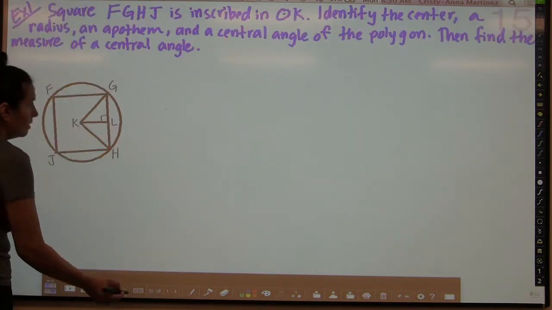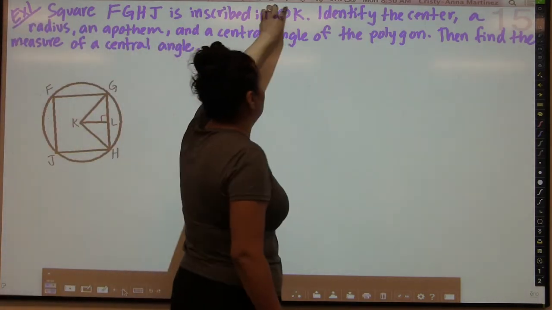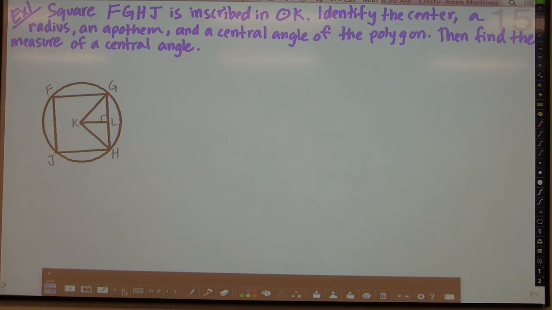So here, just to make sure that you're understanding what we're looking for, it says example 1, square FGHJ is inscribed in circle K, and that's the symbol for circle. It's just a round circle with a dot inside of it. So inscribed in circle K. Identify the center, a radius, an apothem, and a central angle of the polygon. Then find the measure of a central angle.